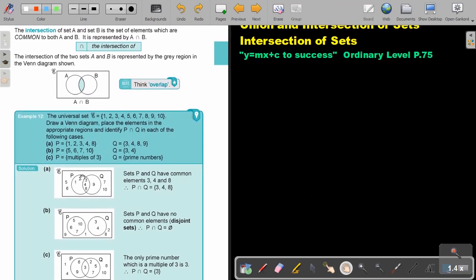Okay, so let's first always start to see if there are elements that are in both. So 1, 2, it looks like 3 is in both, and it looks like 4 is in both, and it looks like 8 is in both. Can you see 3, 4, and 8? So if I draw two circles, the overlap will be 3, 4, and 8.